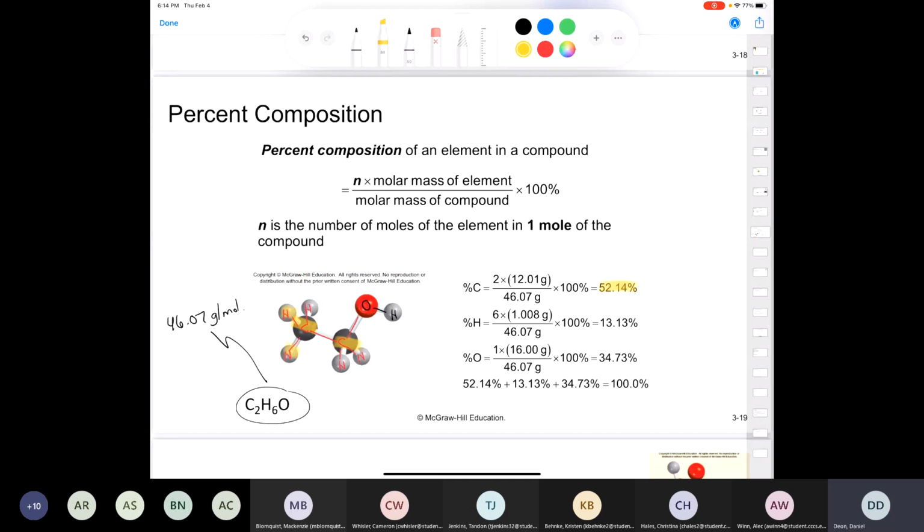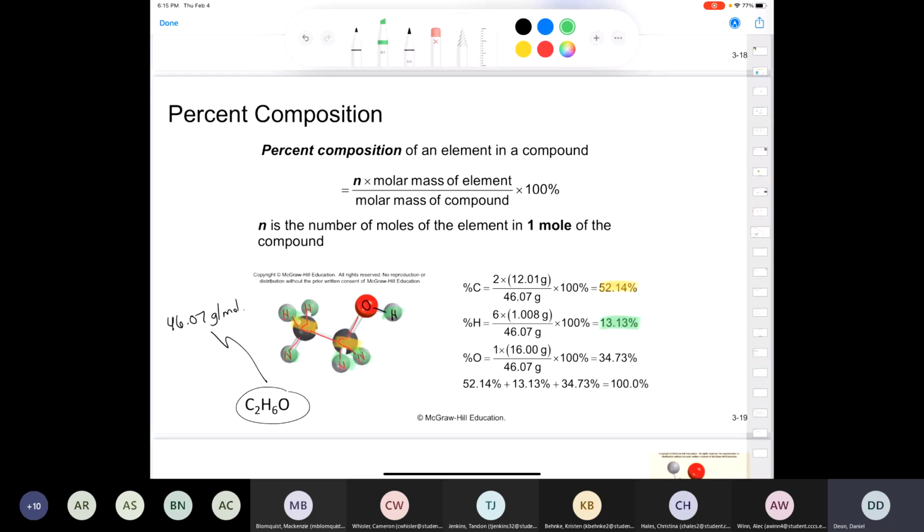Now, there are more hydrogen atoms. Yes, there's a lot more, right? There are only 2 carbons, but there are 6 hydrogens, 3 times as many. But what's the difference? Hydrogen is a lot smaller, right? It doesn't weigh nearly as much. So even though there are more hydrogen atoms, they are so much lighter. They're 12 times lighter than a carbon. So even though there are more of them, if I take 6 times the molar mass of a hydrogen, I get that hydrogen only makes up about 13%.